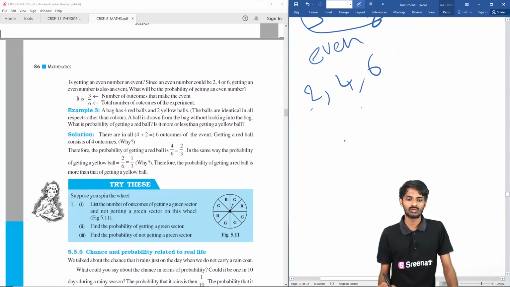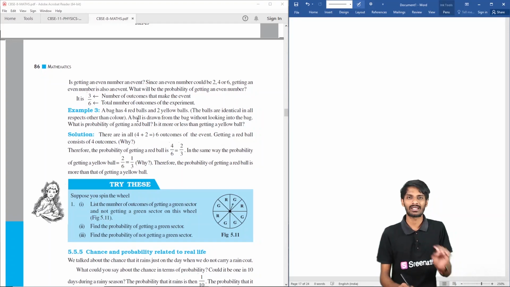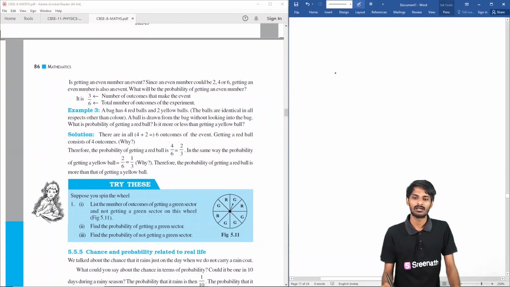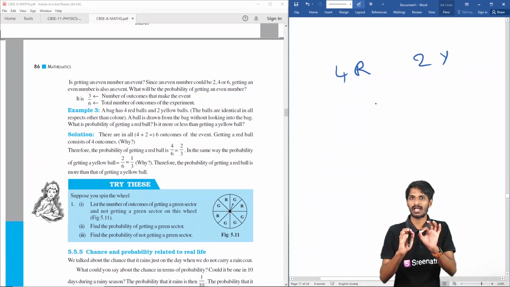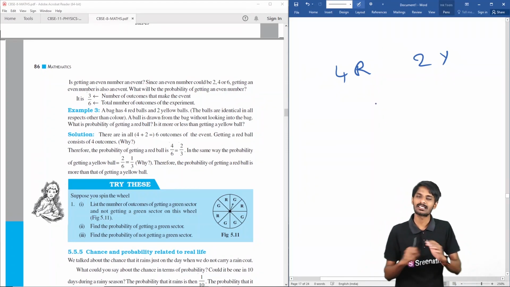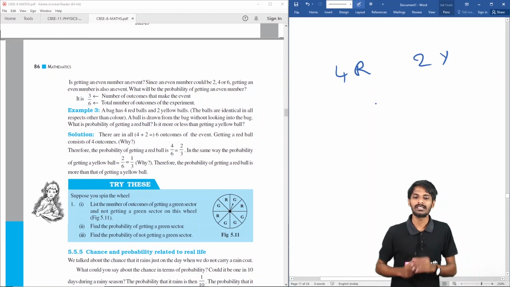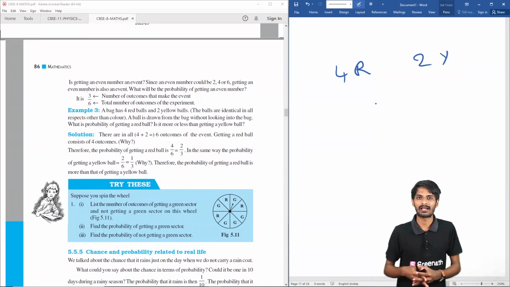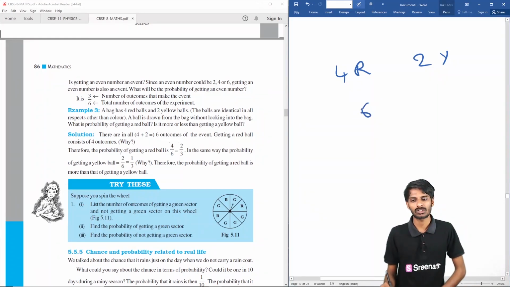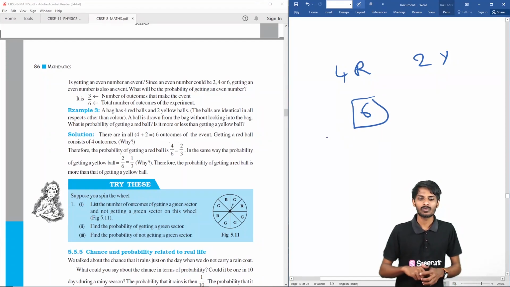So we'll do this task. A bag has 4 red balls and 2 yellow balls. Both balls look identical, no change in size, no change in anything, only the color is different, and they're in a bag. So how many balls are there? Total 6 balls. And we have to pick one ball randomly.